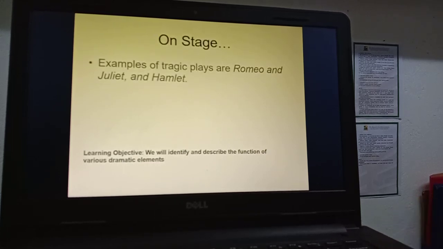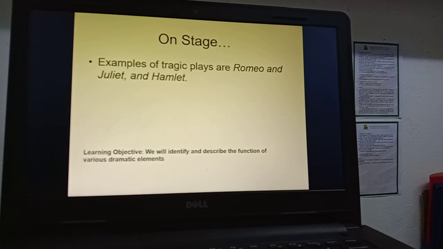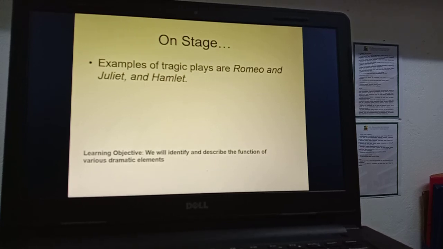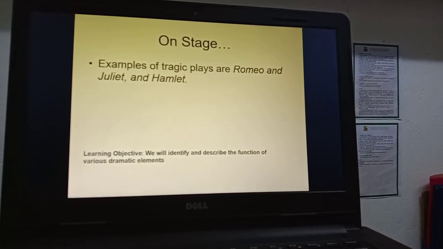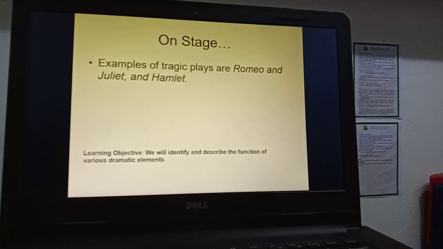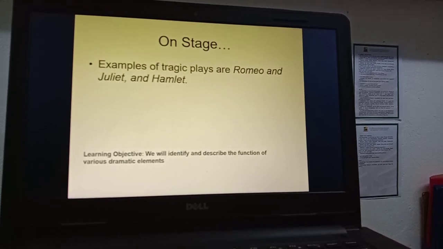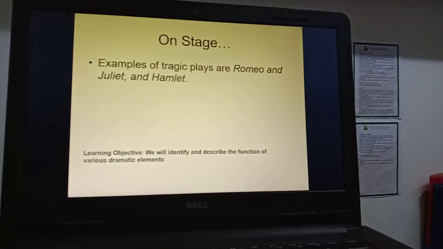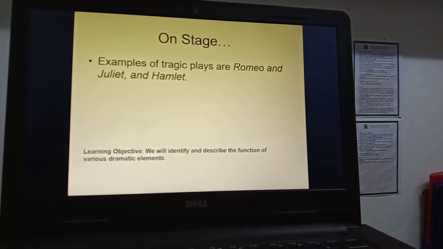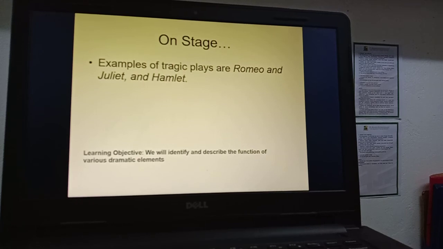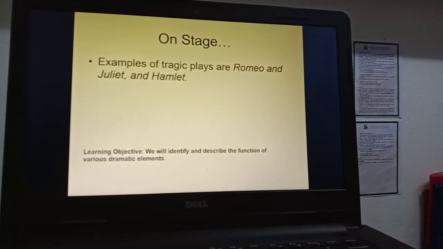On stage, examples of tragic plays are Romeo and Juliet and Hamlet. So, Romeo and Juliet, this is a classic stage play performed by, dito sa Pilipinas, ginawa na rin siya. Ginawa siyang ballet by the Ballet Philippines at saka stage play ng Tanghalang Pilipino.